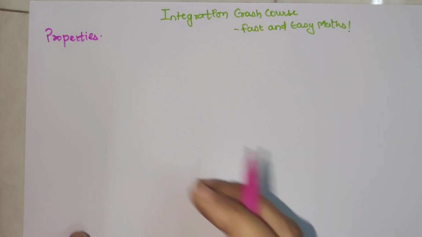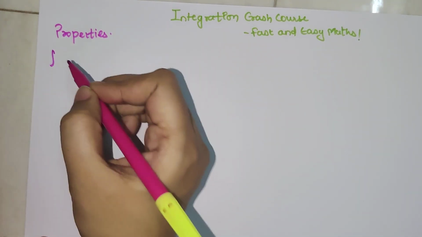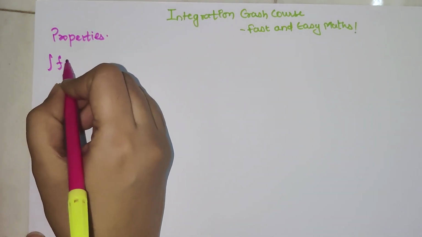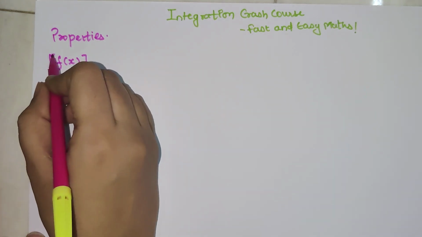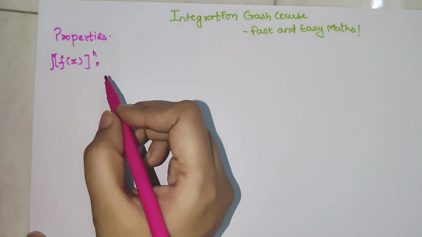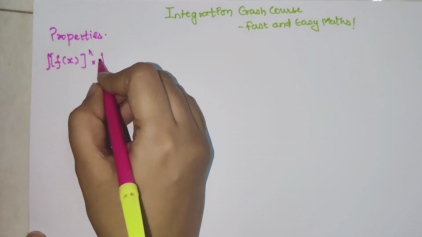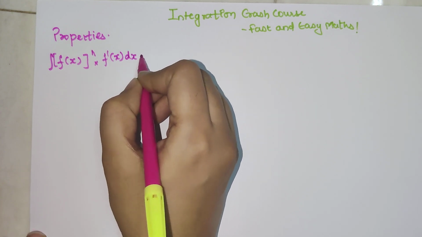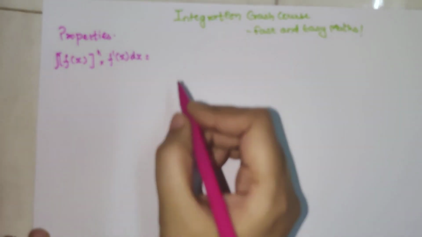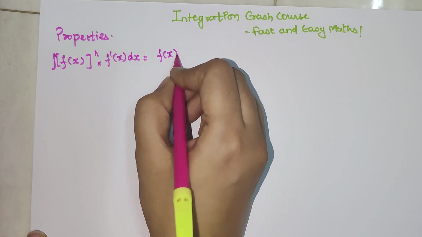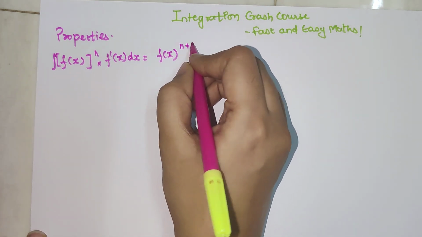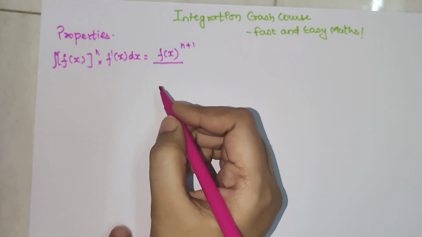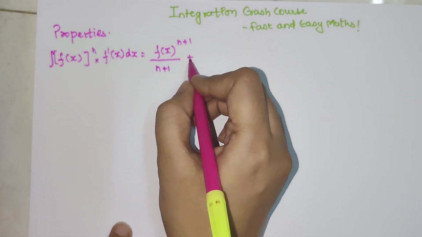Okay, so let's talk about the first property, which is what? If f of x the whole raised to n into f dash of x dx, then your final answer will just be f of x the whole raised to n plus 1 upon n plus 1 plus c.